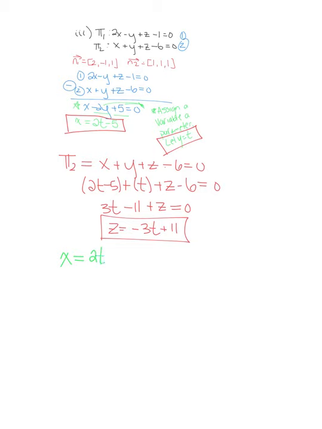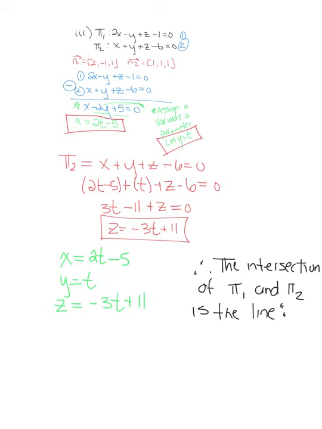So to finish off this problem, I'm just going to rewrite this. So I had x was equal to 2t minus 5, y was equal to t, and z is equal to negative 3t plus 11. Since I have these three equations, I am able to write my solution, or the equation of the line, more specifically the vector equation of that line.